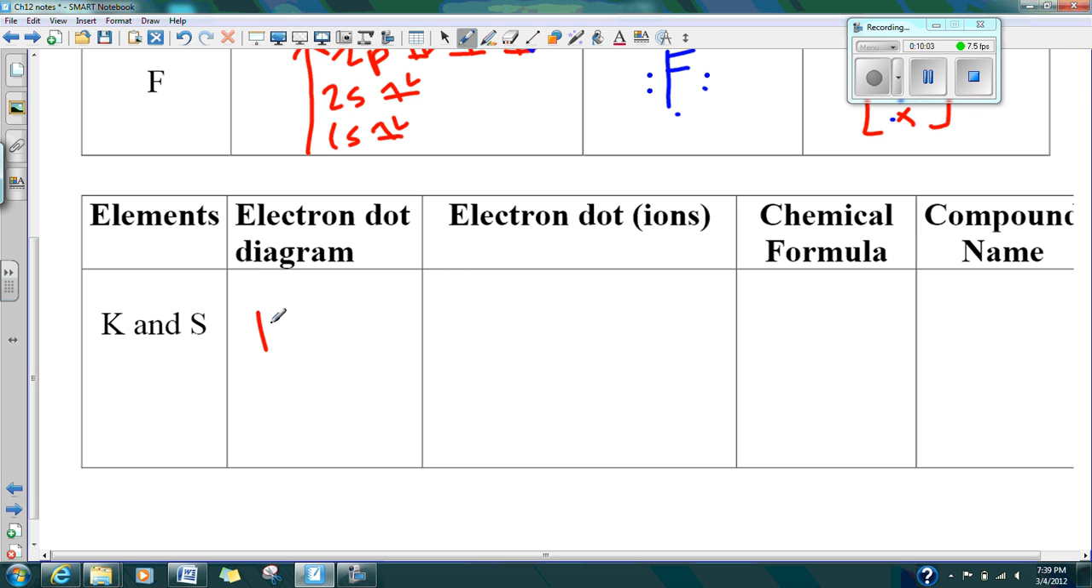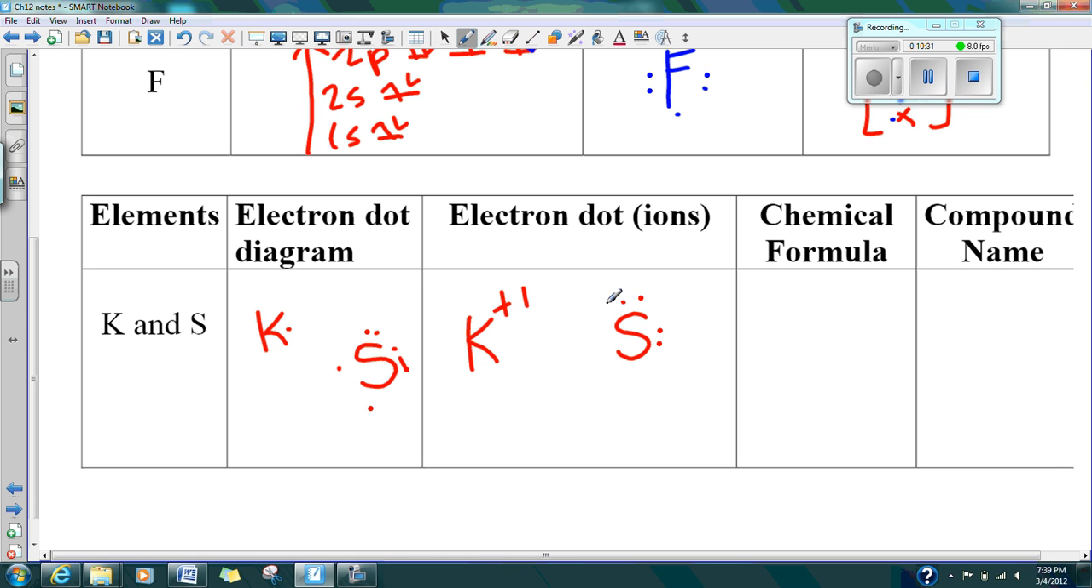So if I show the same thing again here quickly, I have potassium that has 1 valence electron. I have sulfur that has 6 valence electrons. I have 6 valence electrons. There's 6. And my electron dot ions. So I should recognize that potassium is a metal. It's going to transfer 1 electron. Sulfur is a nonmetal, and it has 6 valence electrons.